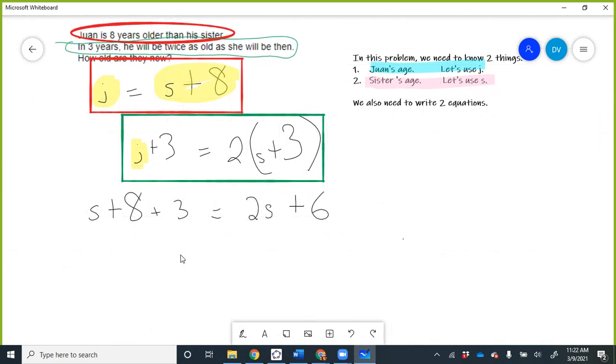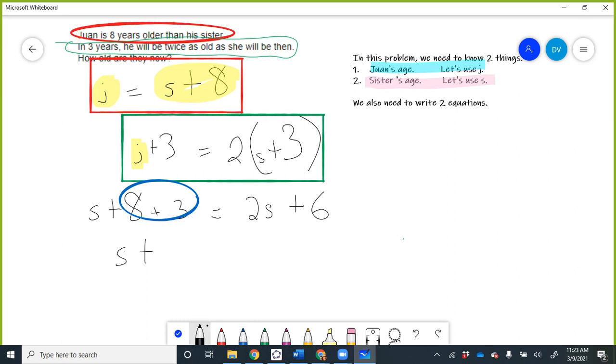We can combine 8 plus 3, for instance, right here. That's just going to give us 11. So we'll have S plus 11 is equal to 2S plus 6. Make sure you write that down. If you need to pause while you're writing, that's okay.